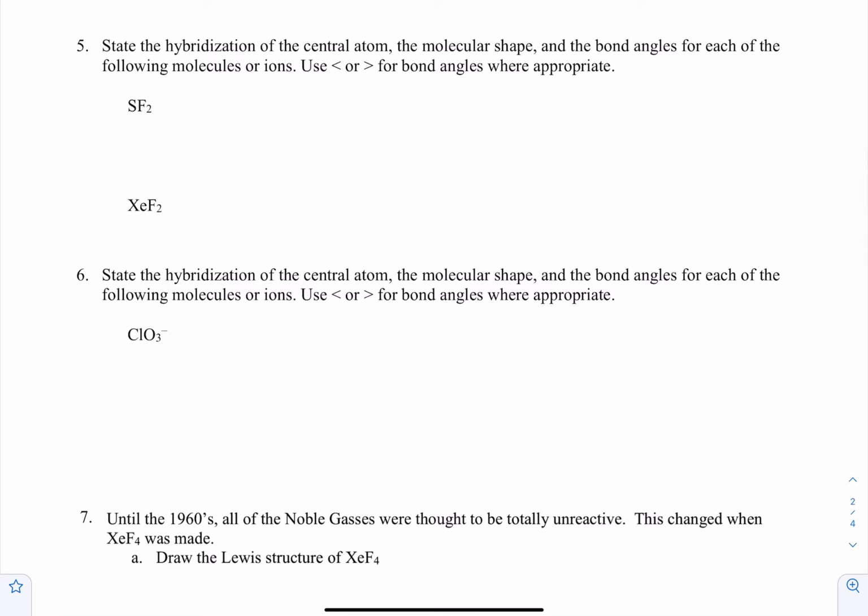Number 5, state the hybridization of the central atom, the molecular shape, and so the same instructions here. So I'm going to draw the Lewis structure again, and just assume that you know what this looks like, or that this is the correct Lewis structure. Okay, so there's my Lewis structure. Now the steric number here is 4, which means the electron geometry, I'm going to include electron geometry in this one, is tetrahedral. I'm just going to put tet here.